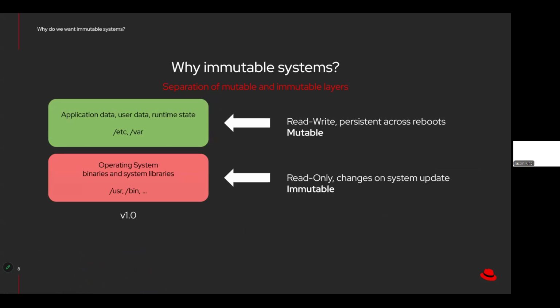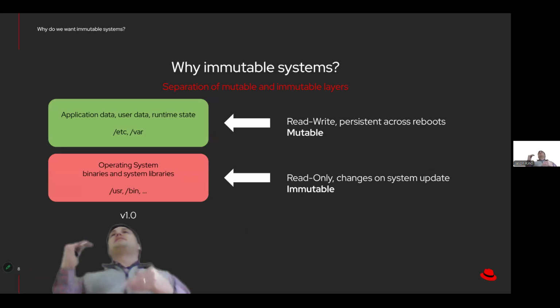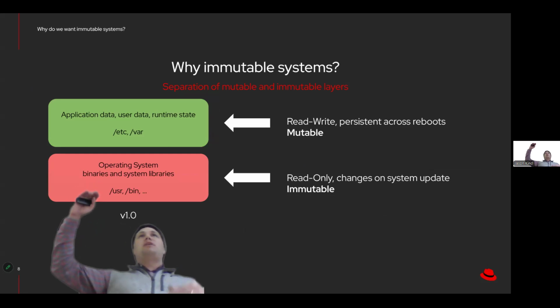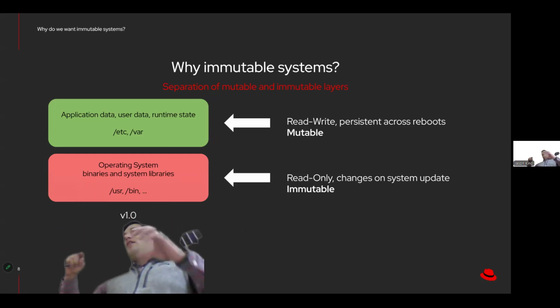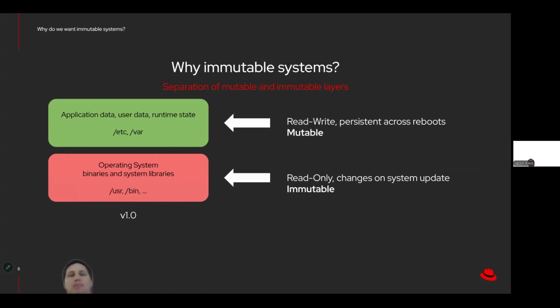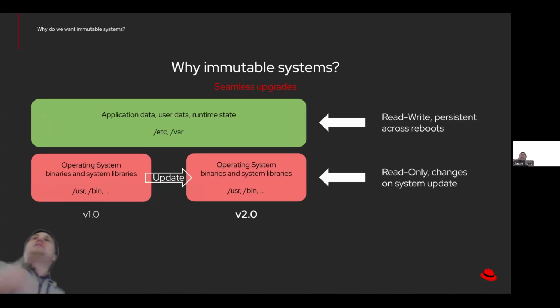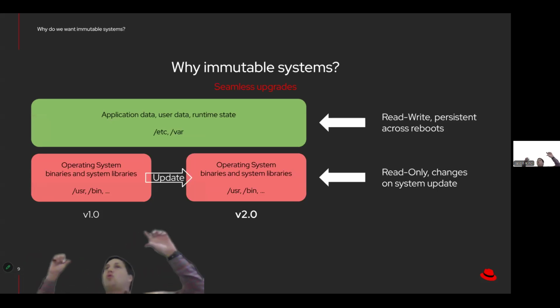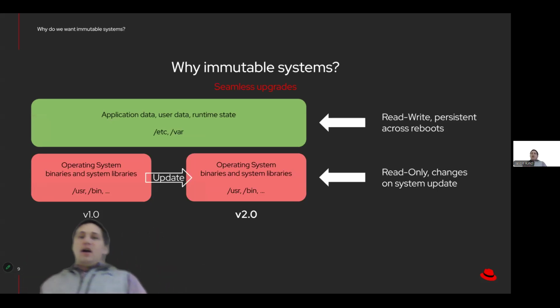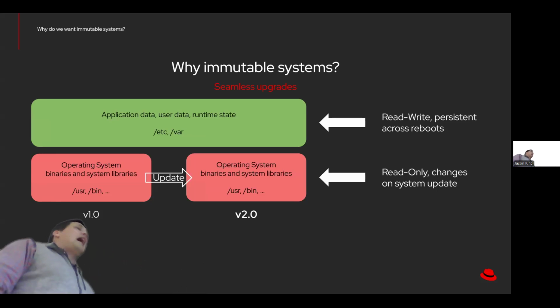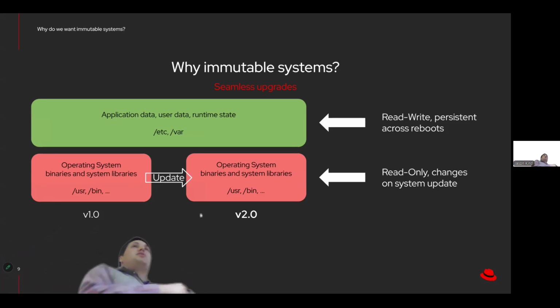Why are we doing immutable systems? Really, what we're trying to do is separate the mutable part, your application data, from your immutable operating system, the things underneath, so that we can update the immutable pieces underneath the hood and keep your application data consistent on top, right? This will allow us to update the OS in an atomic fashion. We'll talk a lot more about that.